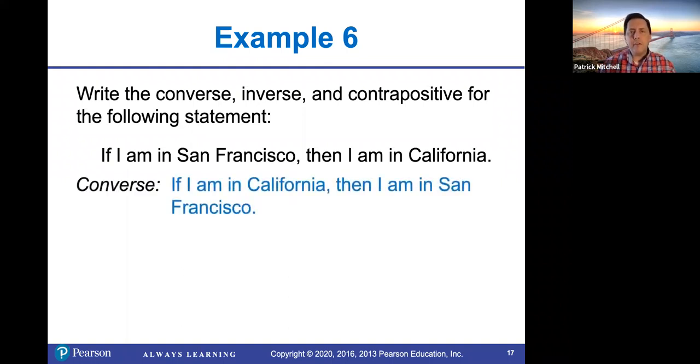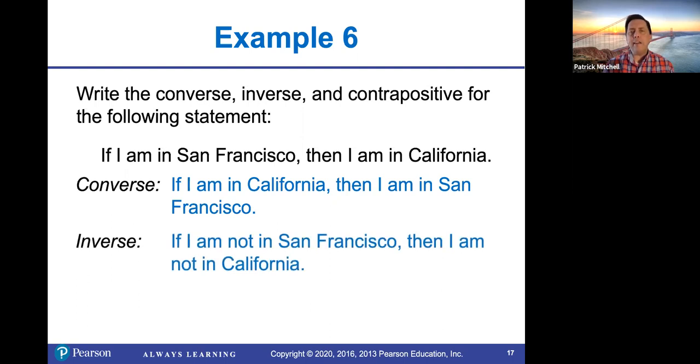The converse, remember, that's just where you switch them around. If I am in California, then I am in San Francisco. Well, that doesn't work, does it? Because I bet that most of you watching this right now are in California, but you're not in San Francisco. So I don't think that means the same thing as the original statement. In fact, the original statement is true, but this statement could be false if you're watching anywhere in California besides San Francisco.